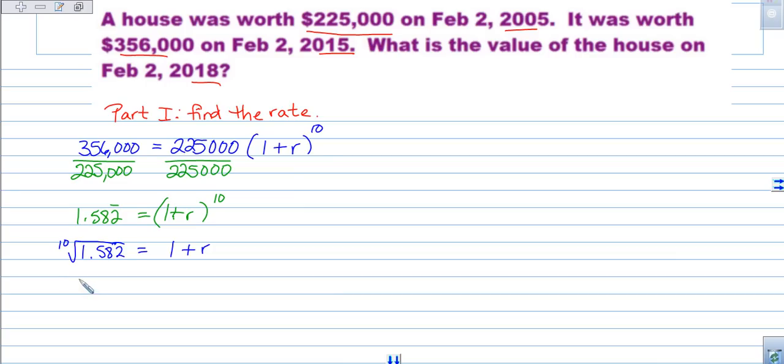And that gives you 1.0469 equals the 1 plus r. Okay, now I used the exact value that I got from up here when I did this, and that's my suggestion for you guys to do as well. But then you subtract the 1, and you get 0.0469 equals r. So then that would be roughly 4.7%.